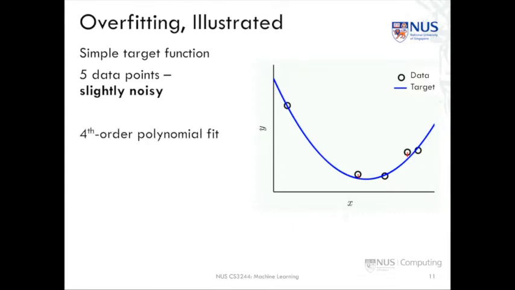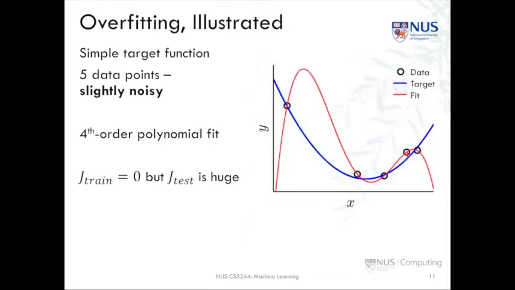So to learn this function, we're going to apply a fourth-order polynomial fit. A fourth-order polynomial has 5 degrees of freedom, so it should be able to capture this exactly. So what do you think is going to happen? Well, because we can fit the points exactly, we're going to have no training cost, but you can see here the test cost is huge.